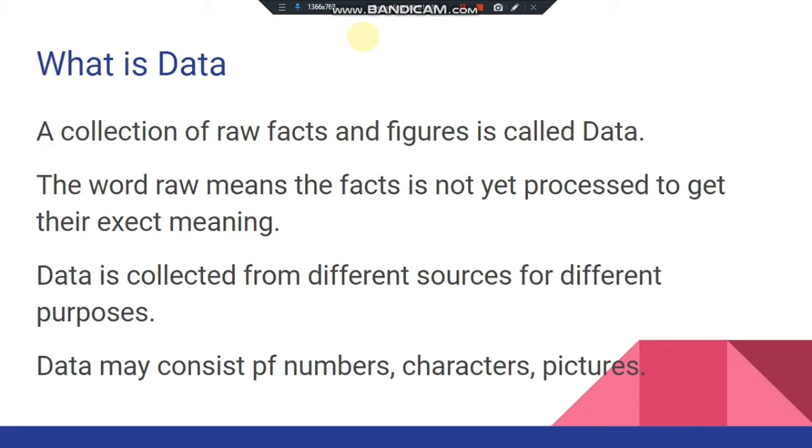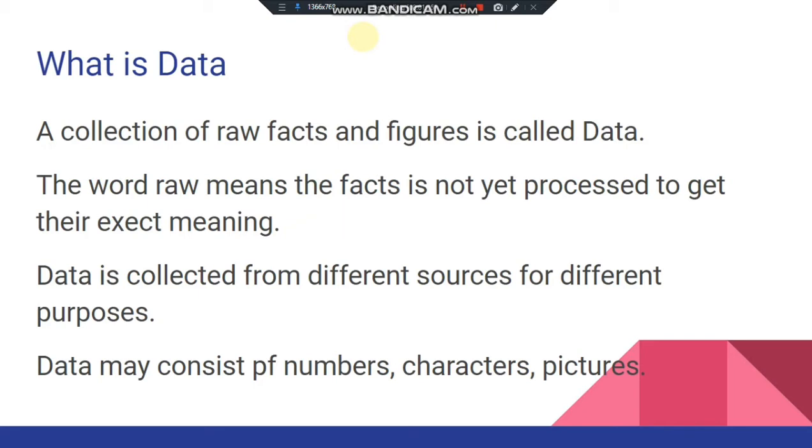For example, we have numbers 1 2 3 4 5 6. We understand that these are numbers, but they do not deliver the exact meaning, and we do not know for what purpose we use them. That is data. Data is the collection of raw facts and figures. Data includes characters, pictures, everything that we use in our daily life. So it's all about data.